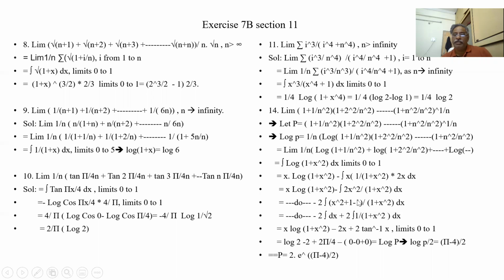Let us do it by the UV method. x log 1 plus x square minus integral x by 1 plus x square into 2x. So 2x square. So I put 2x square plus 1 minus 1. So I bring 1 plus x square and minus 1. So I'm getting this as nothing but tan inverse x. Here the 1 plus x square gets cancelled. So integral dx is x.